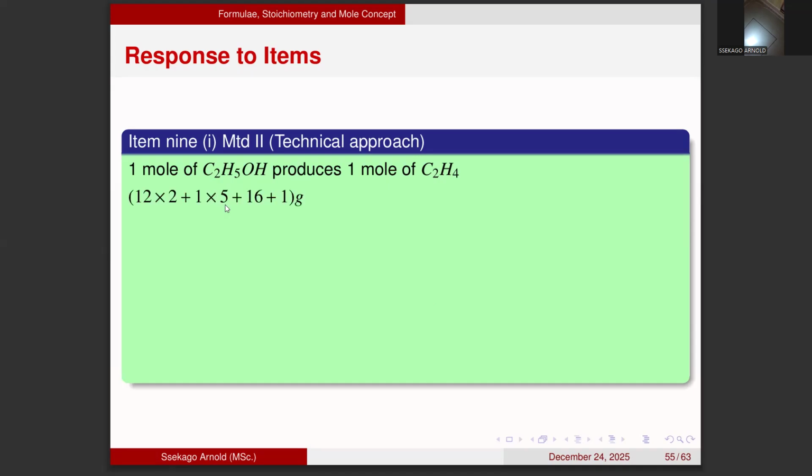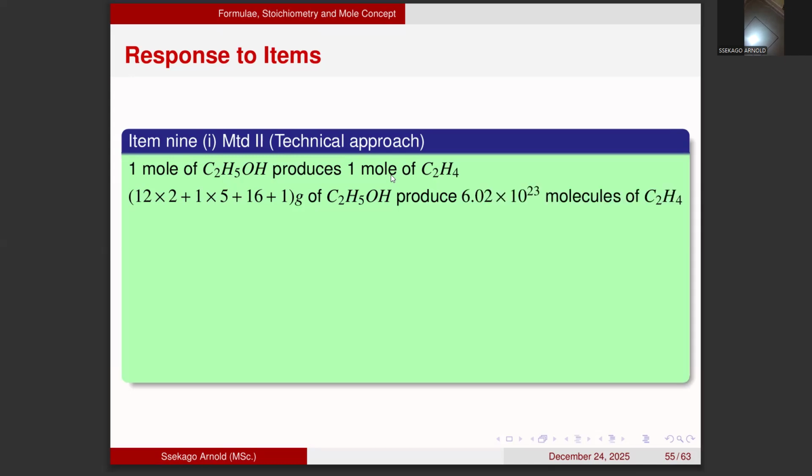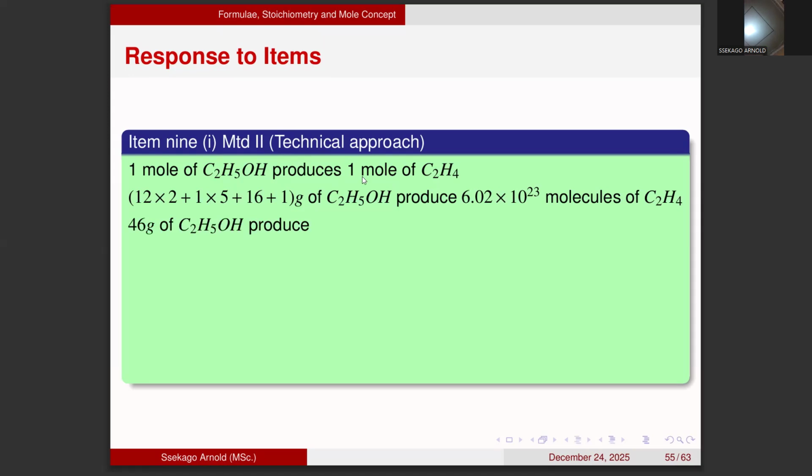Therefore, in that case, we calculate the molar mass of ethanol. 12 times 2, capital C is 12, but there are 2 of them, 1 times 5, plus 16, plus 1 grams of ethanol. These produce 1 mole of ethylene. Now here we want molecules of ethylene. So we substitute what 1 mole represents in terms of molecules, and that is 6.02 times 10 power 23 molecules of ethylene. This is 46 grams of ethanol.